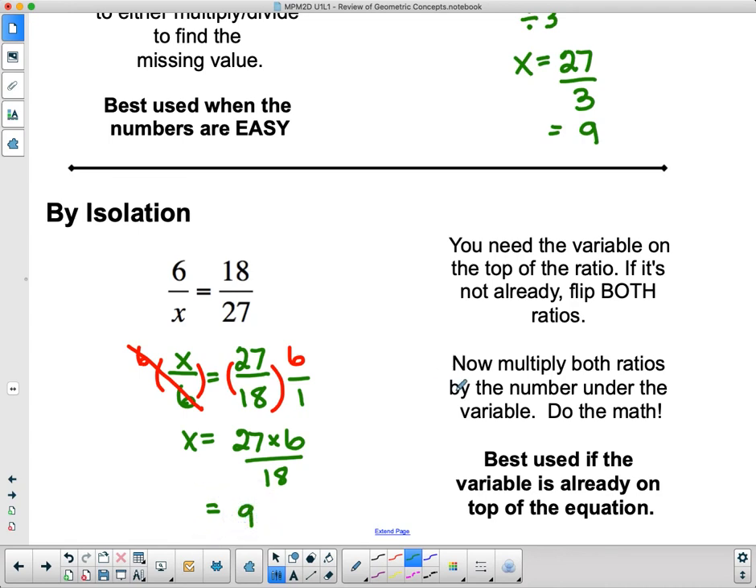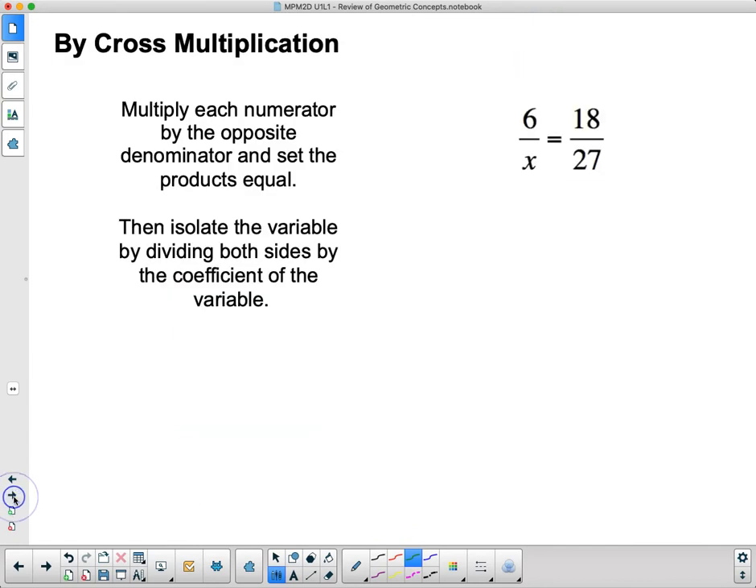Exactly the same answer. This way was a little bit easier, but this way works every time, even if your numbers aren't nice. And one more, and I like this one a little bit better. This is cross multiplication, and your variable doesn't have to be in the numerator to be able to do this. So here's what cross multiplication says. I'm going to give you just a little introduction first of why we can use it.